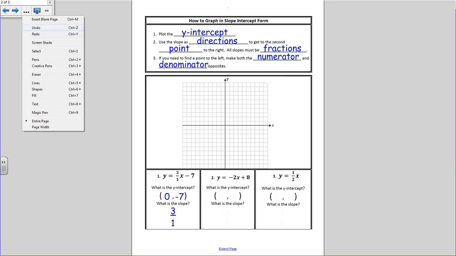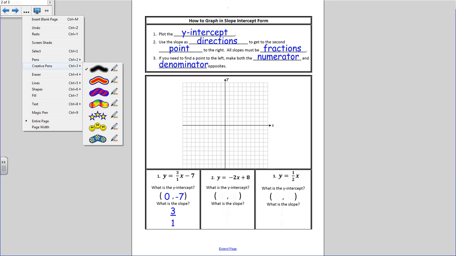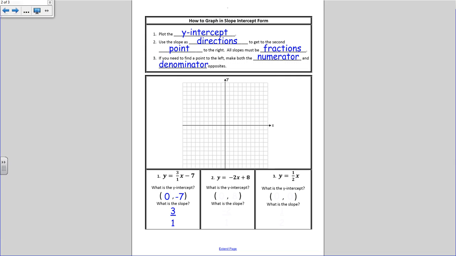So I'm going to plot it. I'm going to put a point, use a smiley face, at the y-intercept, which is at negative 7. Negative 1, 2, 3, 4, 5, 6, 7. Negative 7. My slope is 3 over 1. It's not just 3. Slopes have a rise and a run. They have a numerator and denominator. So I'm going to rise 1, 2, 3, run 1.